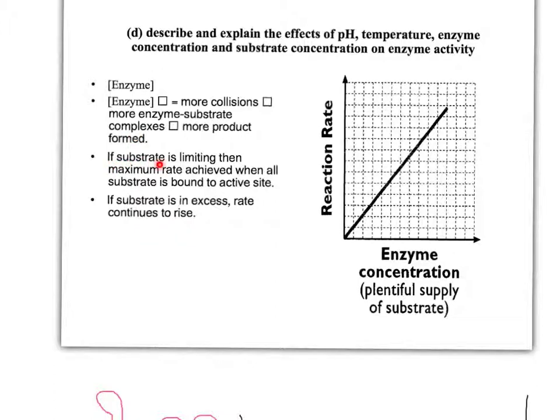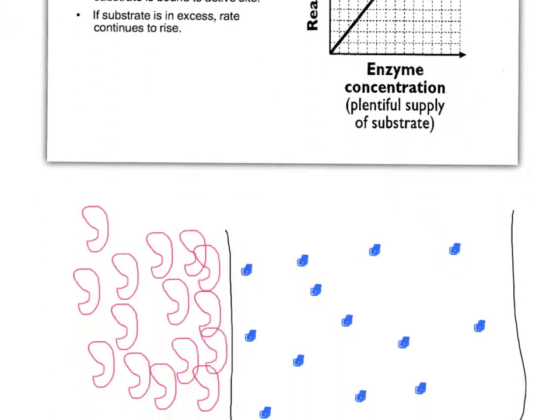If the substrate was limiting, so if we had a limited amount of substrate, we would eventually achieve a maximum rate, like we did in the last slide with increasing substrate concentration, because at some point the substrate would become limiting. But when the substrate is in excess, so we've got lots and lots of substrate, the relationship is linear here. Just illustrating that below.